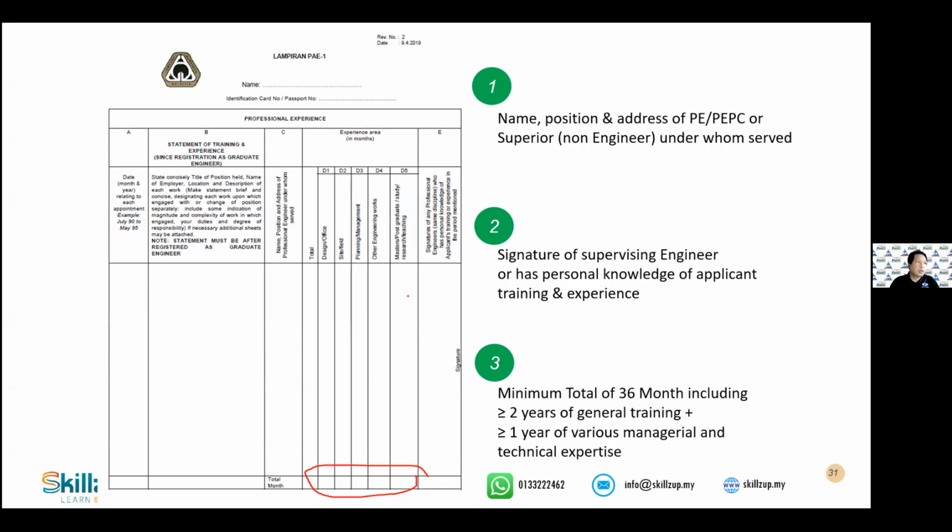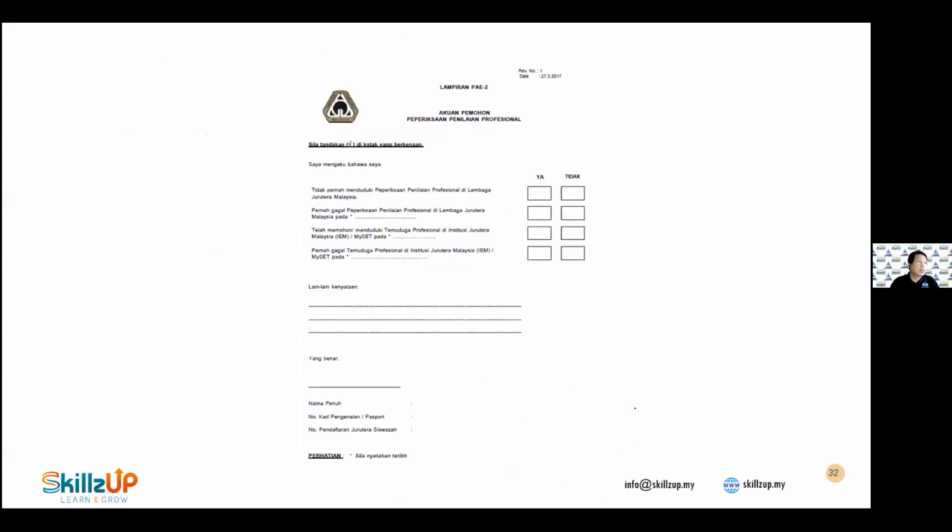Basically, we put a professional engineer here. It need not be a PEPC, a PE is enough, to sign and validate your experience. A signature of a supervising engineer, or one who has personal knowledge of your training experience. To be eligible, you are required to have 36 months, that is 3 years, including 2 years of general training and 1 year of various managerial and technical work. Okay, so I think that is good.